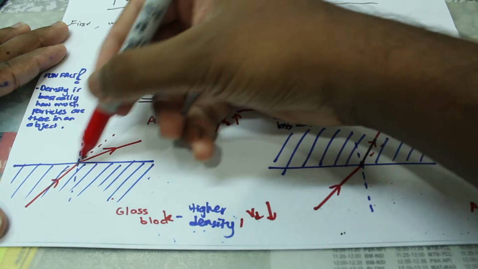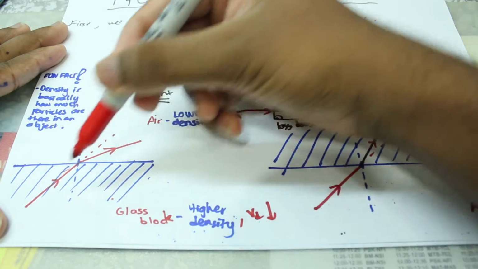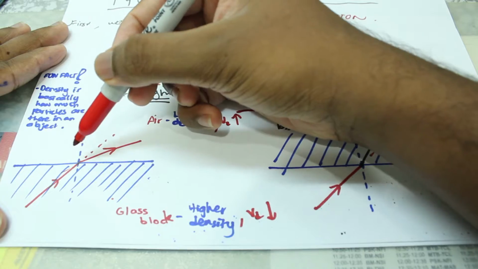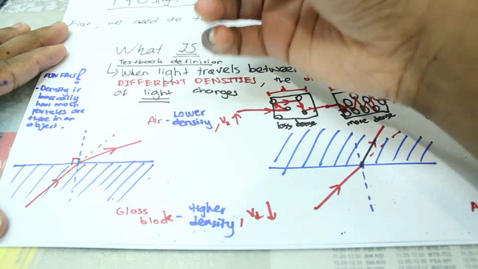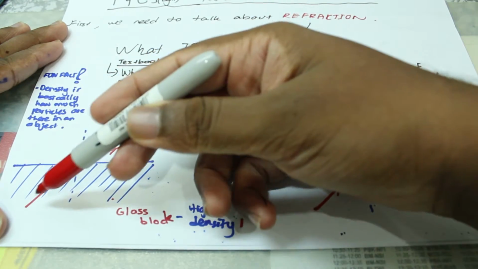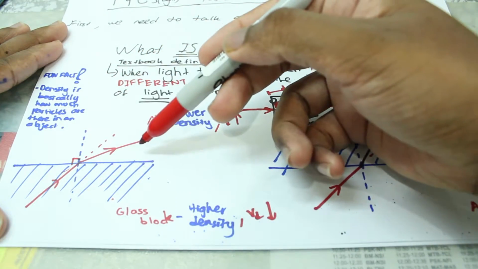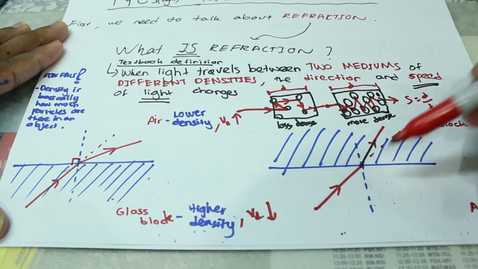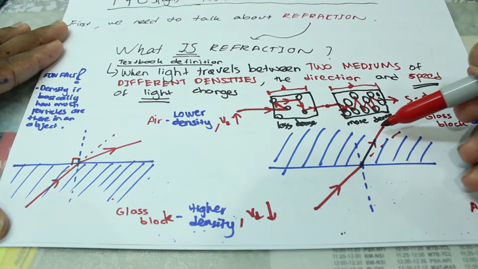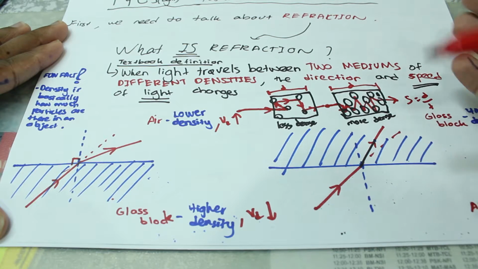This change in velocity from slower to faster causes the light ray to bend away from the normal. This is what we call the normal line. It is perpendicular, at 90 degrees, to the plane. Due to the increase in speed, it bends away from the normal. Whereas in this example, where the light ray is traveling from a less dense medium to a more dense medium, it bends towards the normal because its speed decreases. Because the glass block is of higher density, the speed of light will be lower.